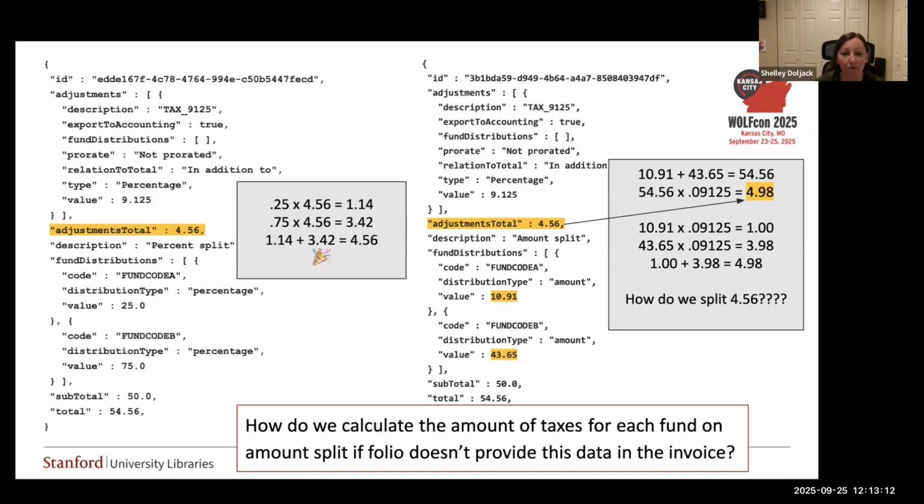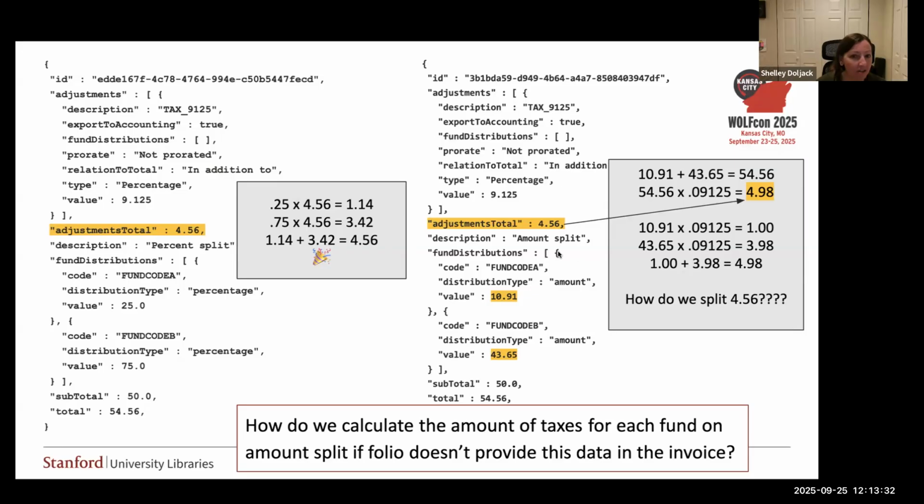So here we have both invoices on the left and the right side are the same with multiple fund distributions. The left is split on percentage while the right is split on amount. Can you see my cursor here, maybe? Yep, you can see it.